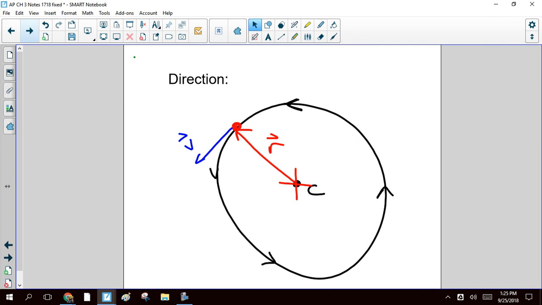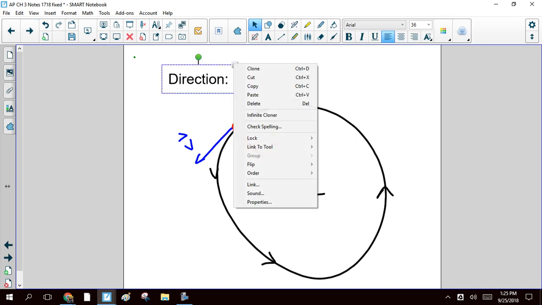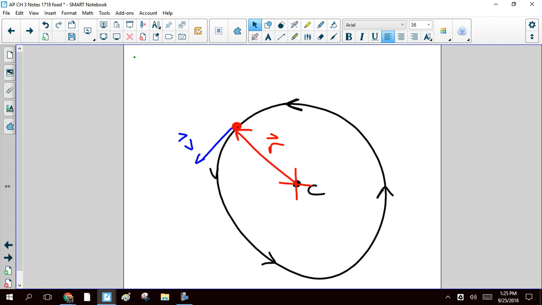In fact, I'm going to get rid of this because it's in my way. All right, so here's the first thing we've learned. Our velocity vector will always be perpendicular to the radius vector.